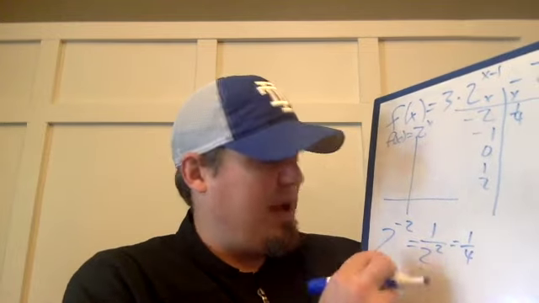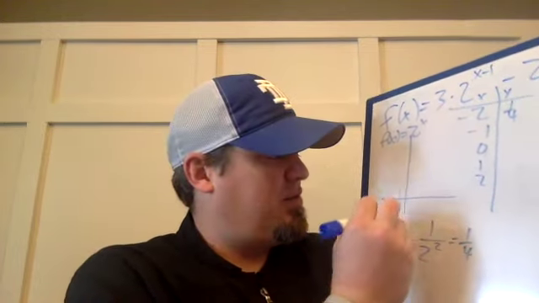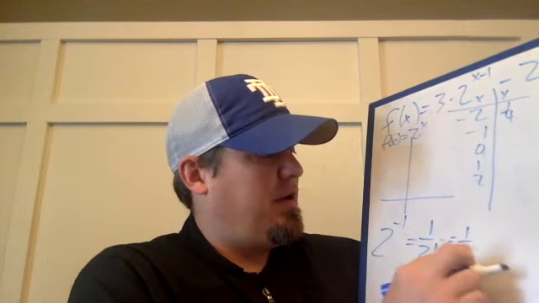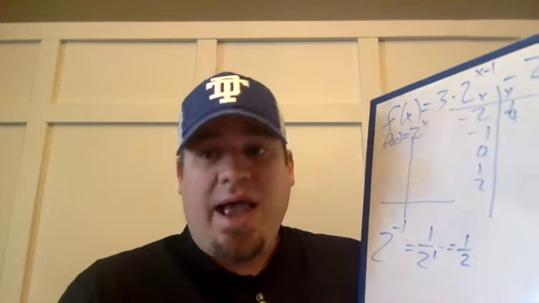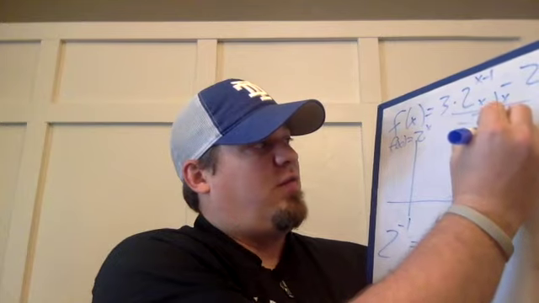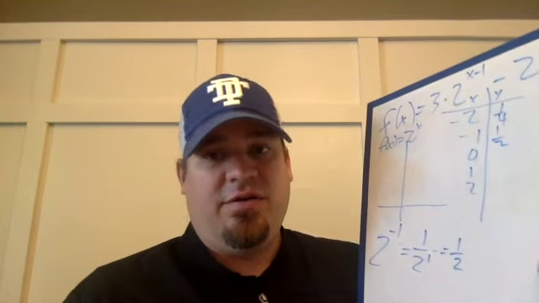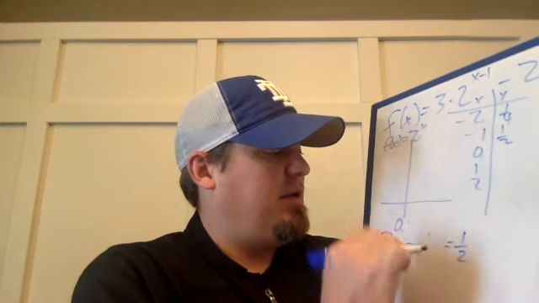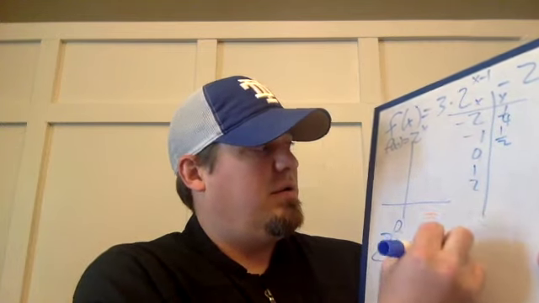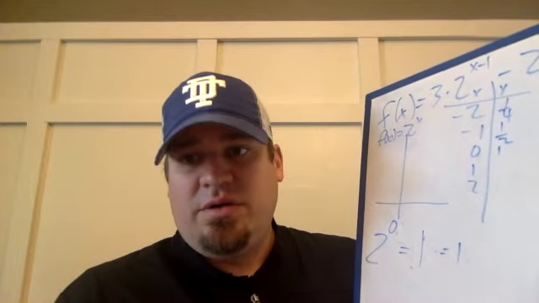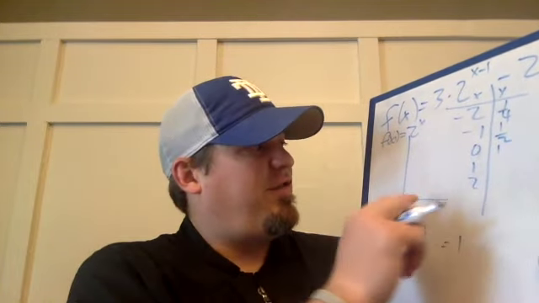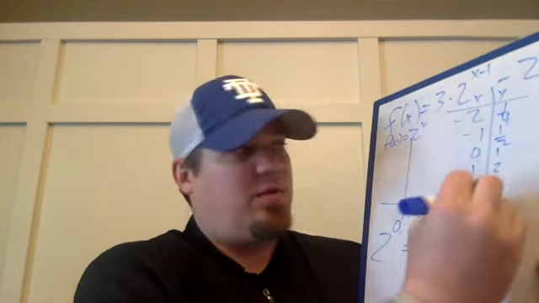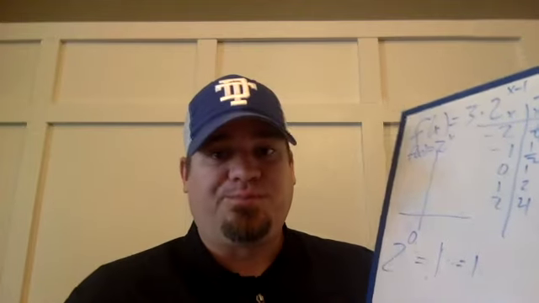2 to the -1 power, same thing. I replace this with 1, and now I have 1/2. So 2 to the -1 power is 1/2. 2 to the 0 power: anything to the 0 power is always 1. So 2 to the 0 is 1. 2 to the first power is 2, and 2 squared is 4.